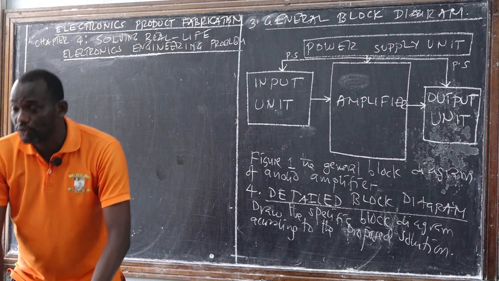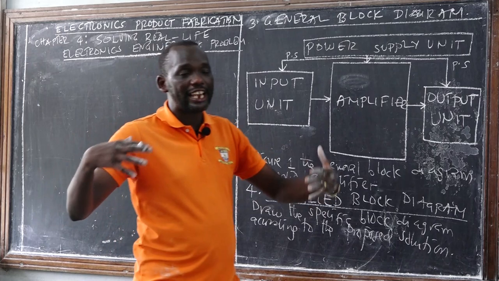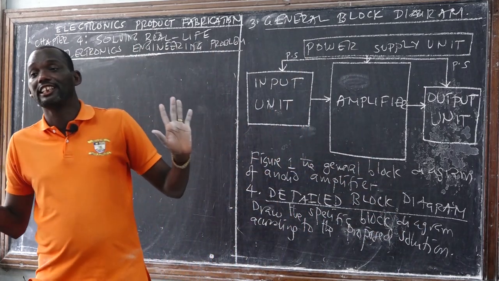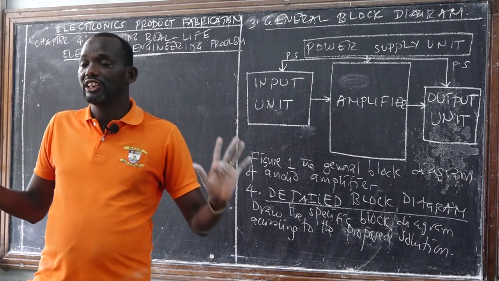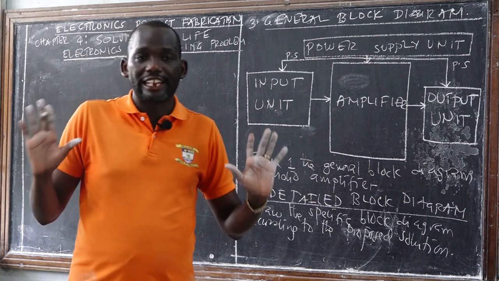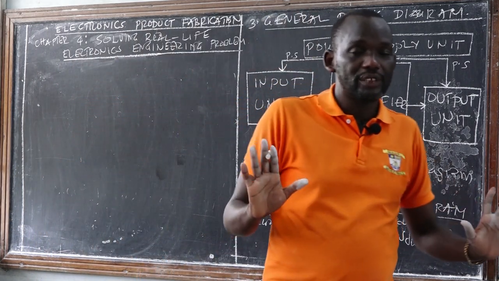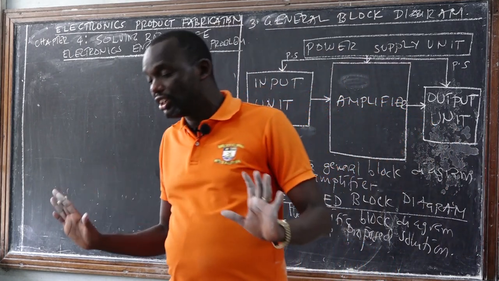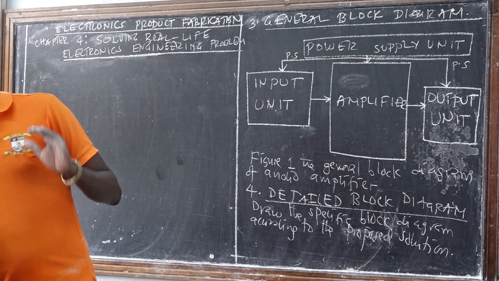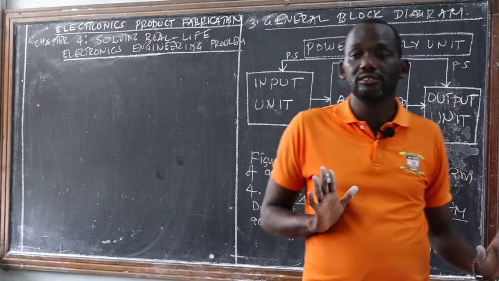So for that case, I have to think as an engineer: how can I convert? Because I will have an amplifier which will be using direct current, but the available source is alternating current. So I have to think as an engineer how to use the available resource. I have to learn how to convert alternating current into direct current. For that, I have two options: I might use a linear power supply or a switched mode power supply.